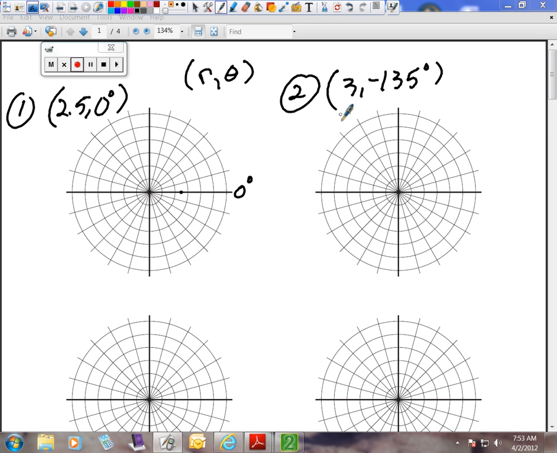Now remember, what do you do first? The degree measure first, right? Always do the degree measure first. You might want to grab one of those. You can just throw that away.